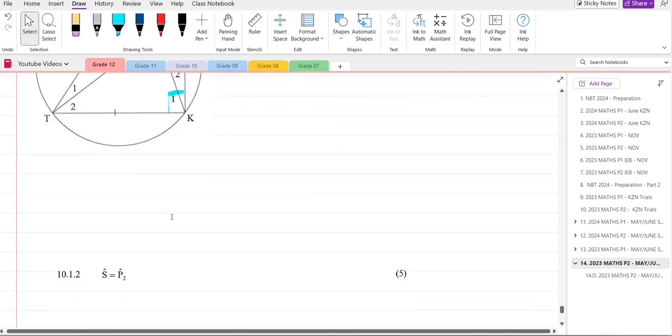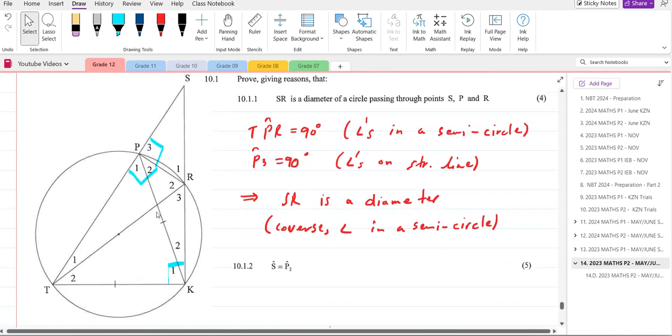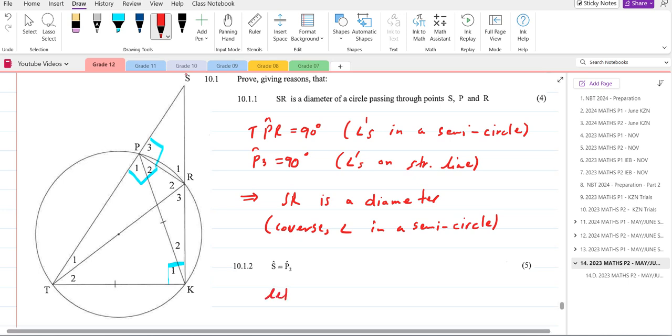Right, now next question. Prove that angle S is equal to angle P2. How is angle S equal to angle P2? I would say let angle S be equal to X, alright? Now we prove that P2 is X. So this is X. How is angle P2 equal to X? That's what we want to try and find out.